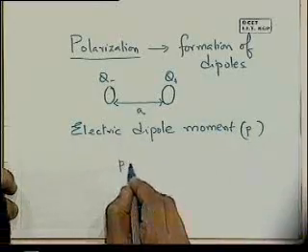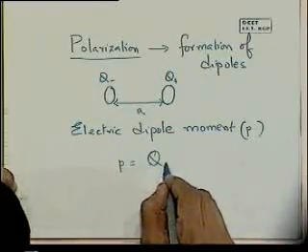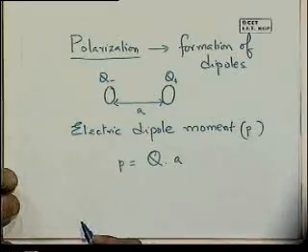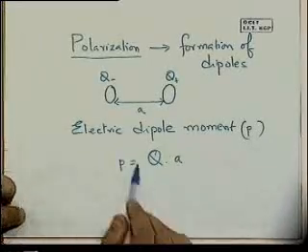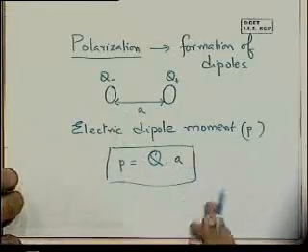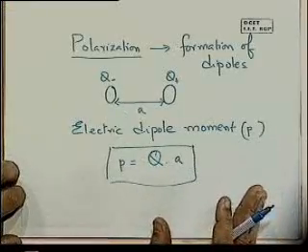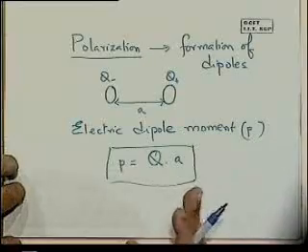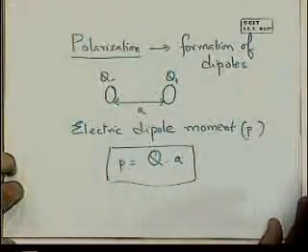And P is simply defined as the charge multiplied by the separation. Now, when we formed this dipole in a material, the net charge is still 0. But there is now an electric field that is set up within the material, which can interact with the internal field.